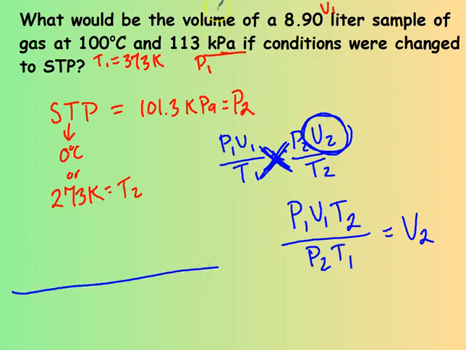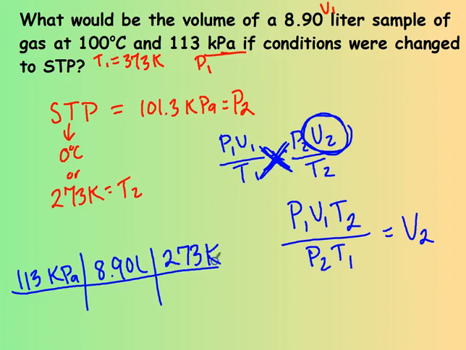You just have to make sure you have everything labeled correctly. Pressure 1 I said was 113 kPa. Volume 1 I said was 8.90 liters. Temperature 2 was 273 Kelvin. Pressure 2, I'm going to put it over here so they can be on top of each other, 101.3 kPa. And temperature 1 I said was 373 K.